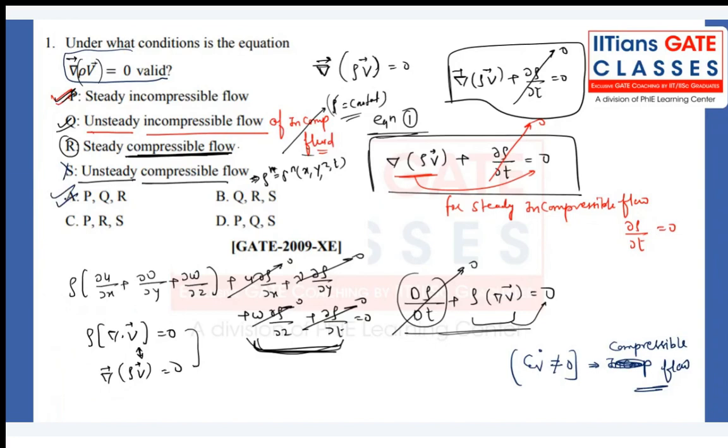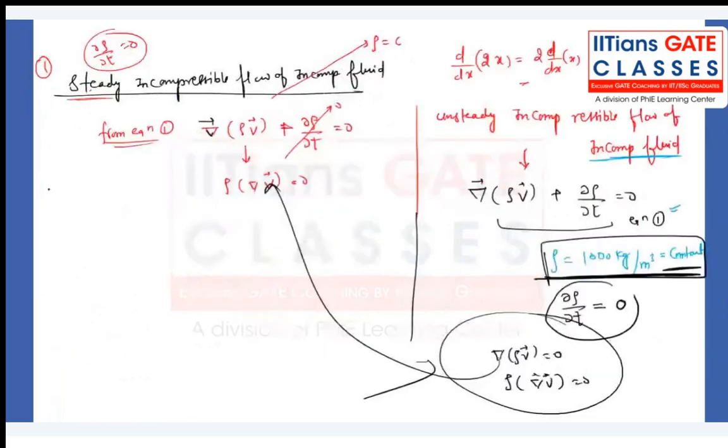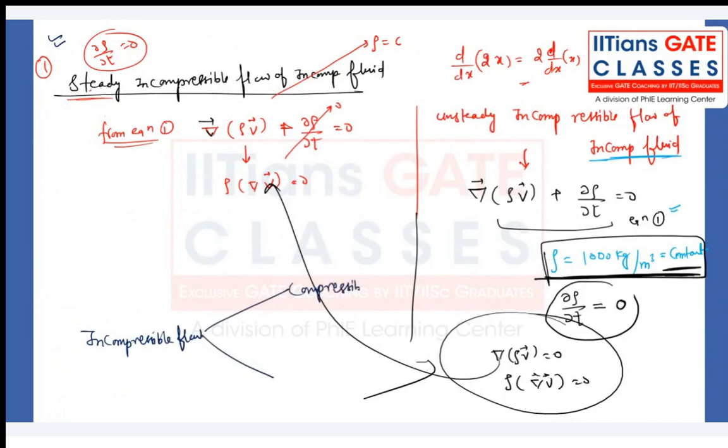Let me know about this question. Whether this slide you have completely understood or not. Very important slide. Incompressible flow, mathematically, it can be both compressible fluid, where density is not constant, and incompressible fluid, where density is equal to constant.